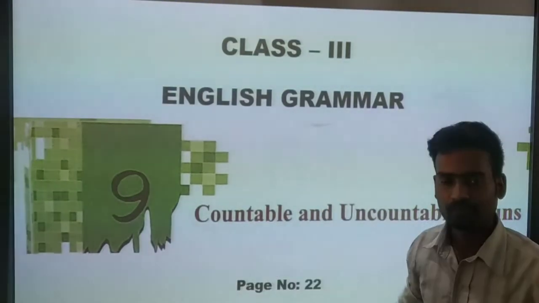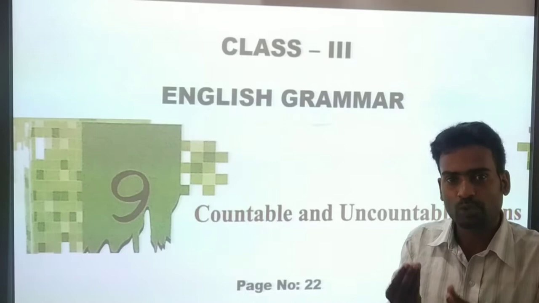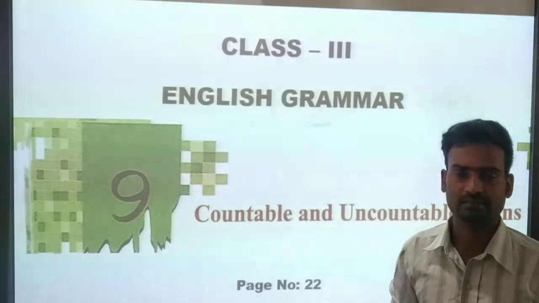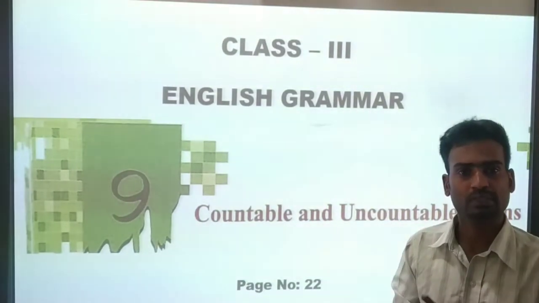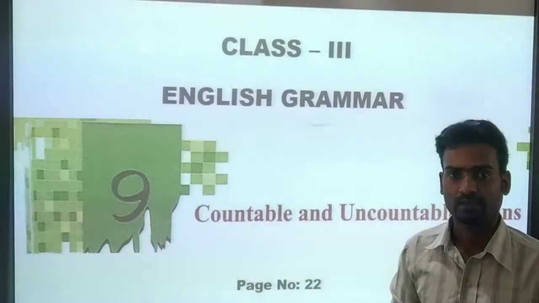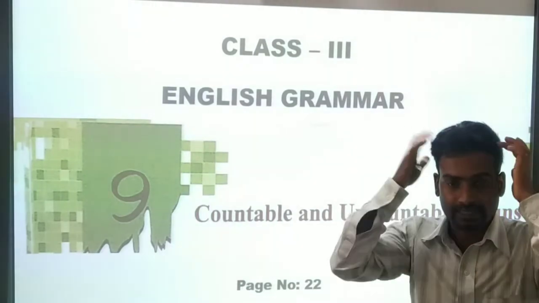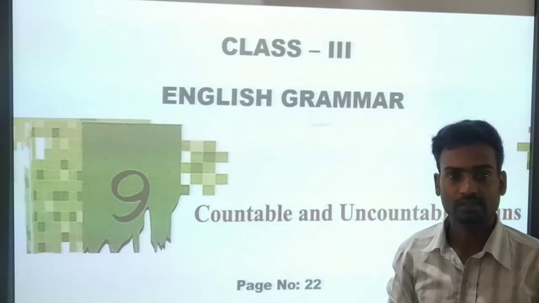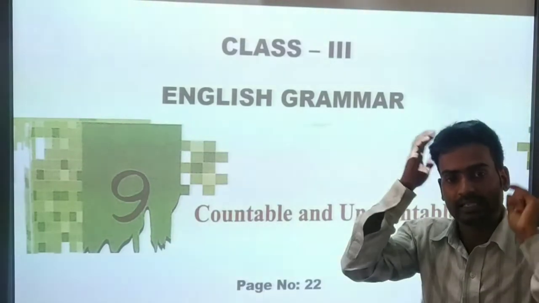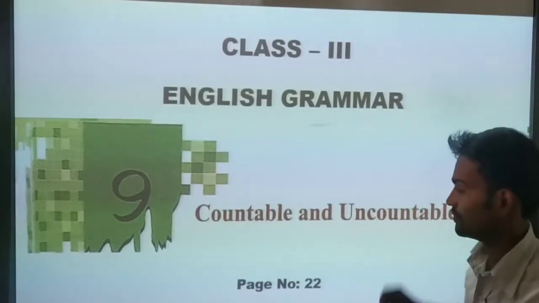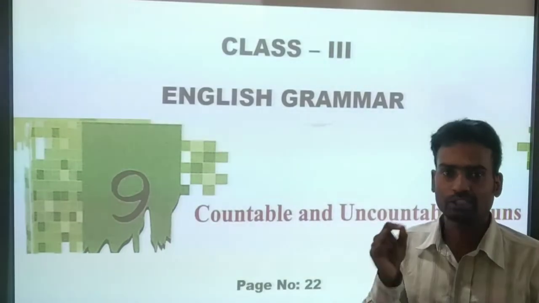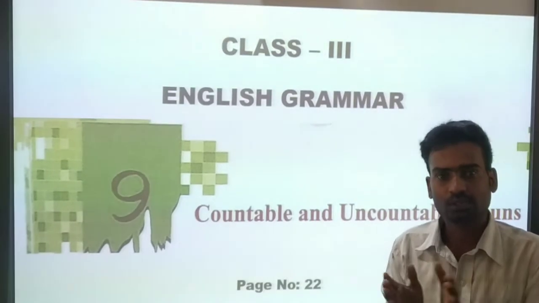Countable noun means whatever we are able to count. In case I have 10 pens, I can say 1, 2, 3, 4, 5. Like that we can count 10 pens. And if I ask you to count how many hairs I have on my head, can you count? No, it is not possible to count. So it comes under uncountable nouns. Countable means whatever we are able to count, 1, 2, 3, 4.